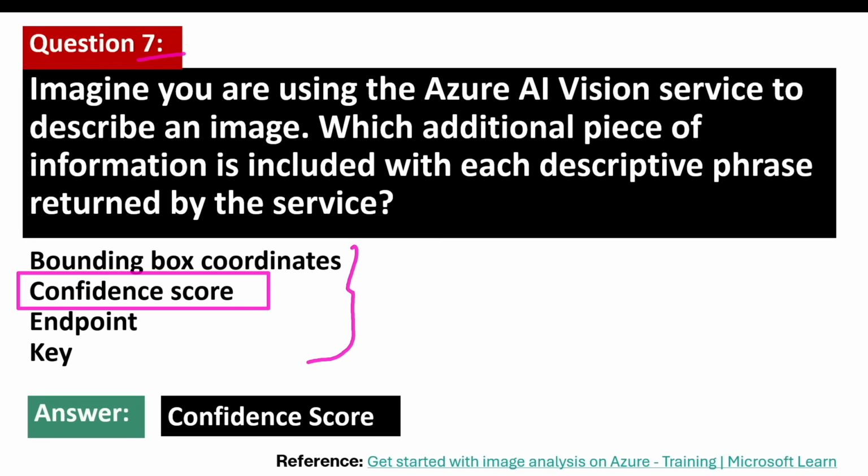By understanding and utilizing the confidence score in Azure AI Vision, organizations can make more informed decisions, improve accuracy in various applications, and enhance overall user experience. Whether it is for security, e-commerce, or healthcare, the confidence score plays a crucial role in ensuring the reliability and effectiveness of AI-powered image analysis.